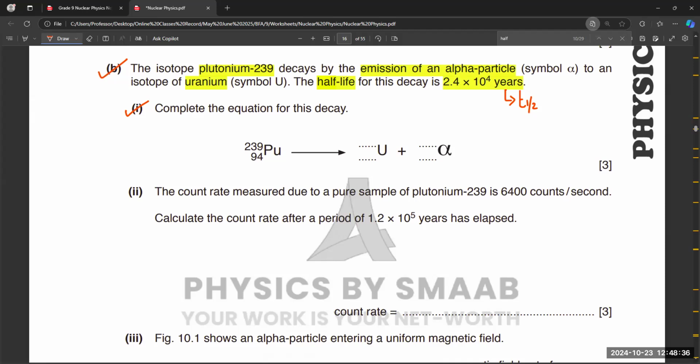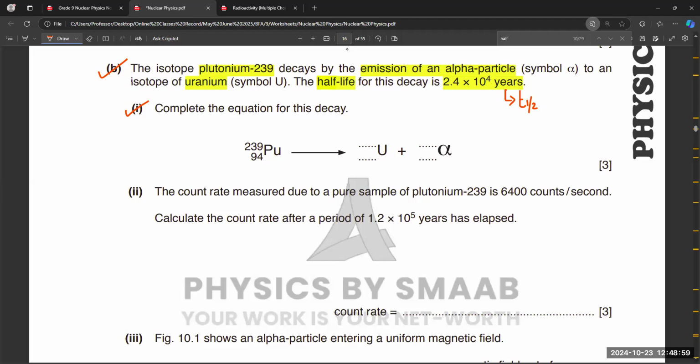We know about the alpha particle. So what is the mass number? What is the proton number for an alpha particle? Sir, I can't see your screen. Is it clear now? Yeah, now it's visible.